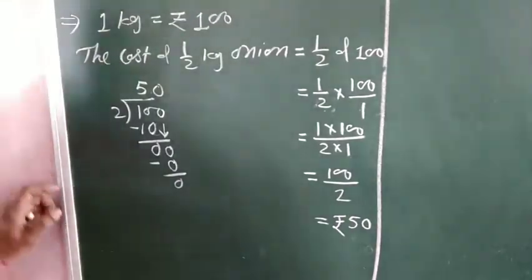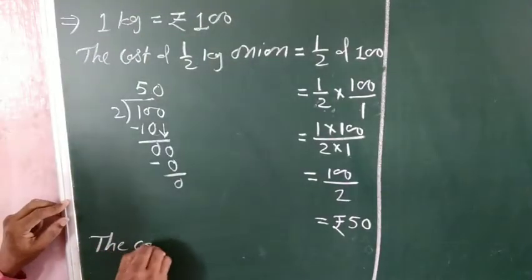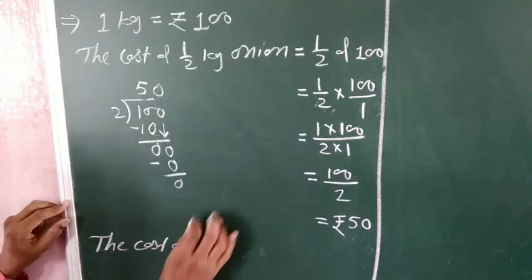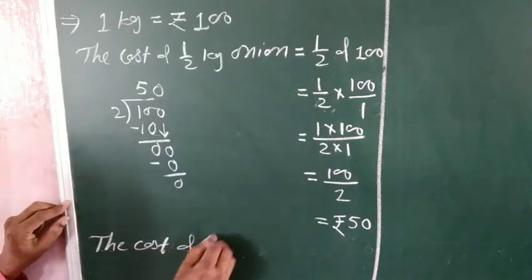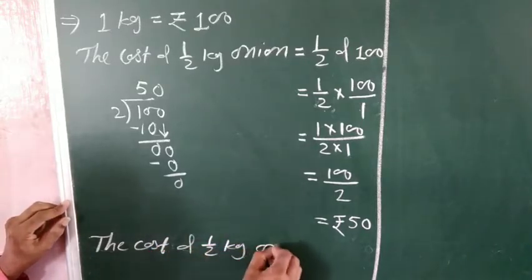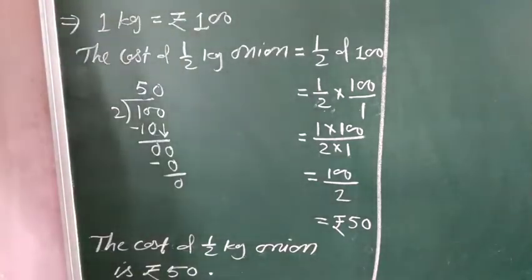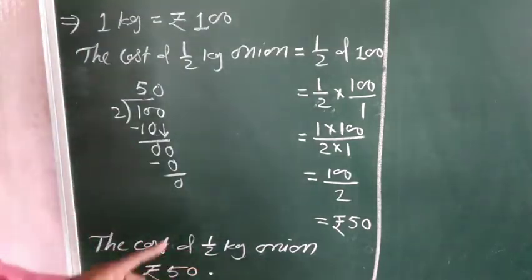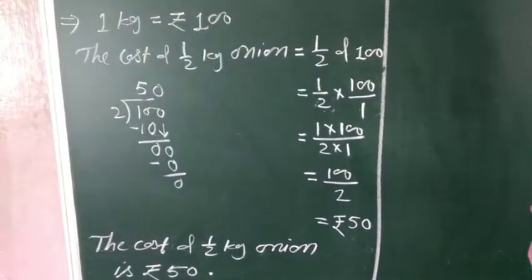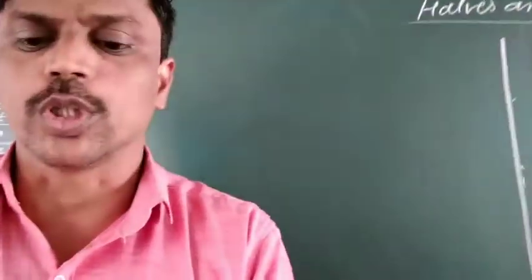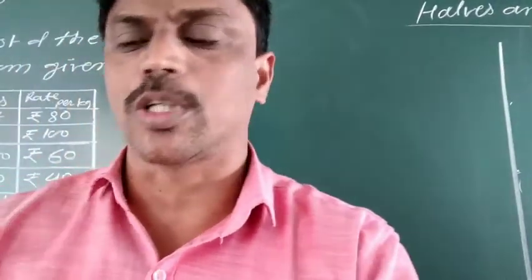What is this rupees 50? The cost of half kg onion is rupees 50. The same way, we can find out the cost of many things. First of all, we tried one. Now like this, we have to try some more examples. Let us find out more examples, the cost of other items.